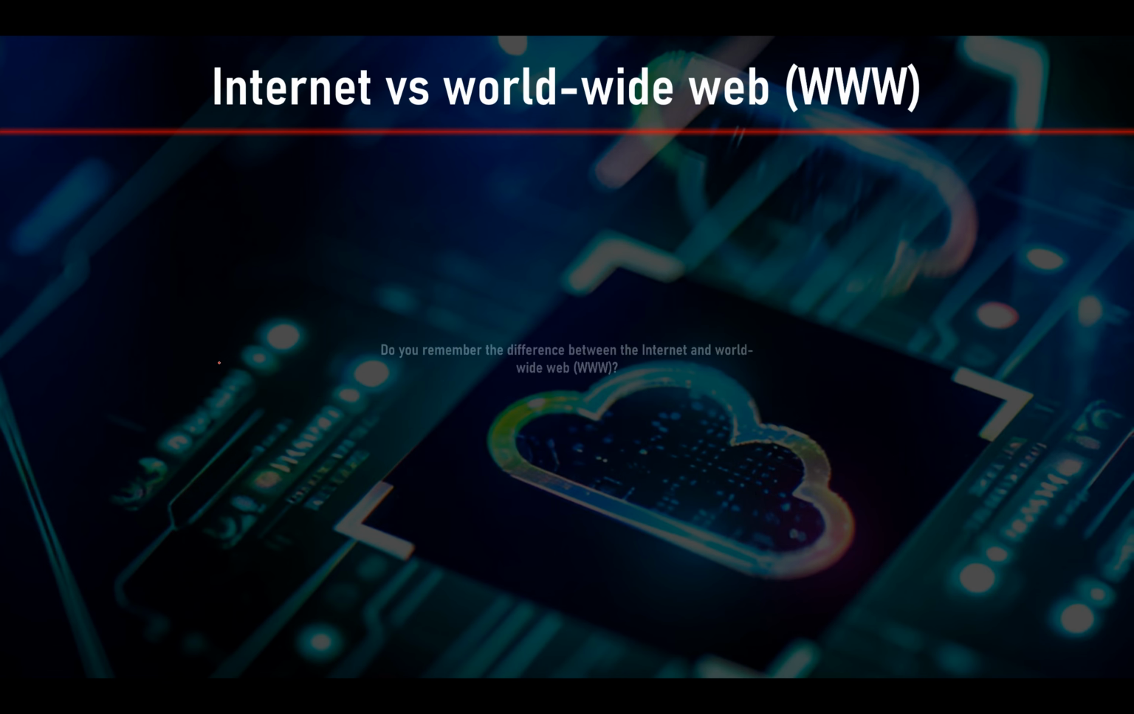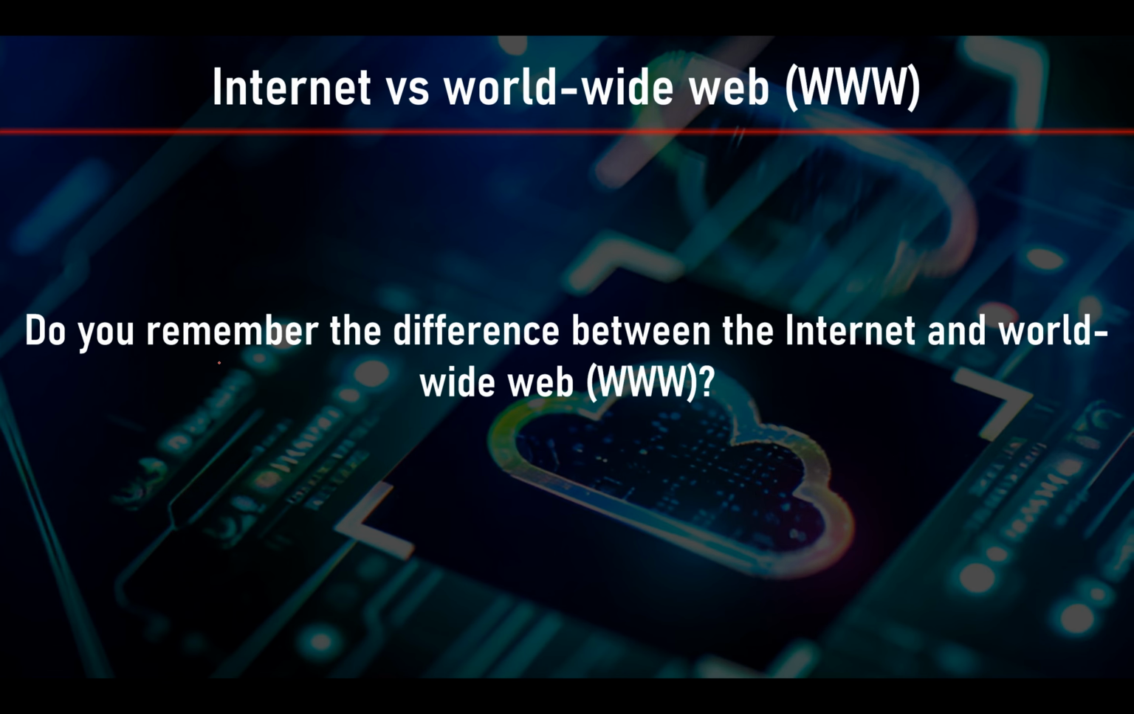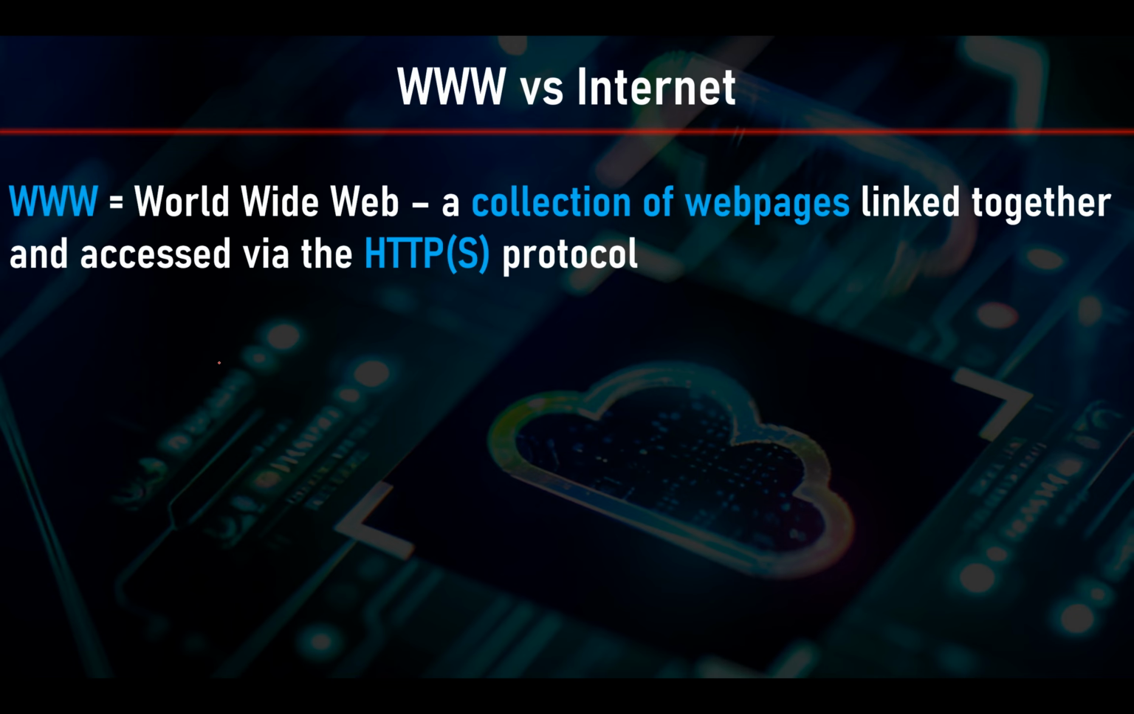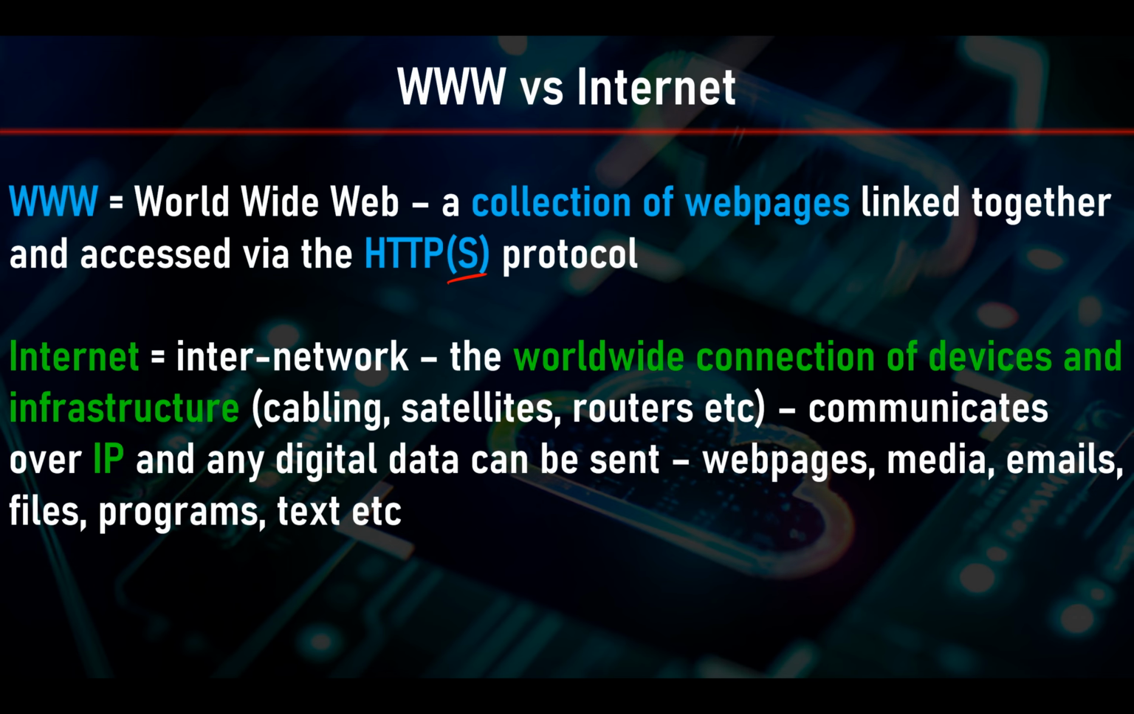Alright, so just to recap then, hopefully people remember this, the difference between the internet and the World Wide Web, or WWW. So I think we can say, the World Wide Web is going to be a collection of web pages linked together and accessed via the HTTPS protocol. And of course, HTTPS, the Hypertext Transfer Protocol, means secure. So when it says web pages linked together, that means from one web page, that page might have a link to another page. That page is going to have a link to another page. So all the pages are linked together.